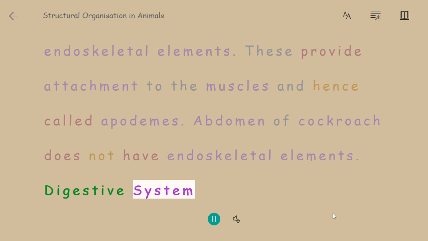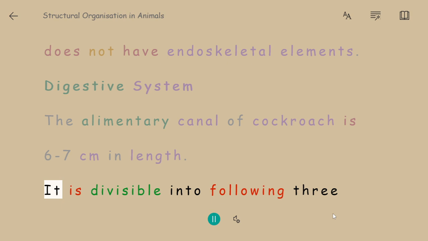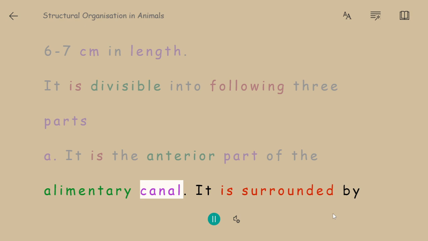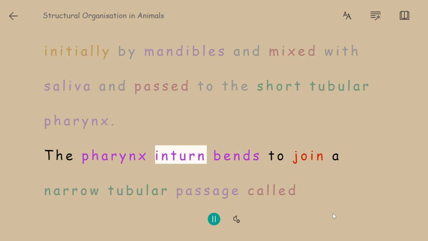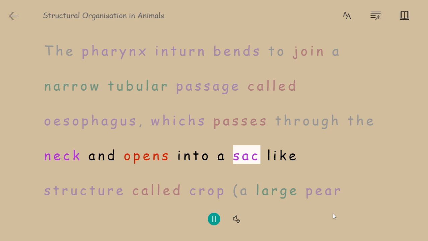Digestive system. The alimentary canal of cockroach is 6 to 7 centimeters in length. It is divisible into the following three parts. A. Foregut. It is the anterior part of the alimentary canal. It is surrounded by the mouth parts. Food is crushed initially by mandibles and mixed with saliva and passed to the short tubular pharynx. The pharynx in turn bends to join a narrow tubular passage called esophagus, which passes through the neck and opens into a sac-like structure called crop, a large pear-shaped sac that stores the food.